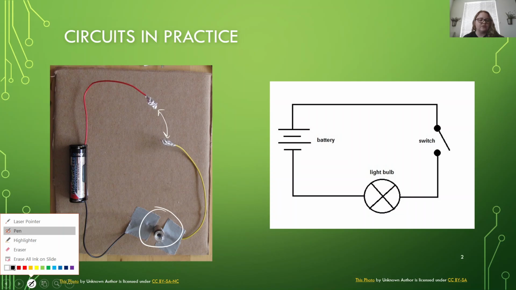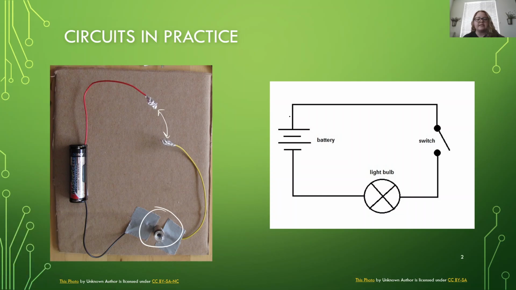Let me quickly change colors here. This is a schematic of that exact thing. So we've got our battery over here and the wire to a switch and to a light bulb. Okay, so we'll see these types of schematics over and over again throughout this lecture, and it will represent what we're looking at physically.